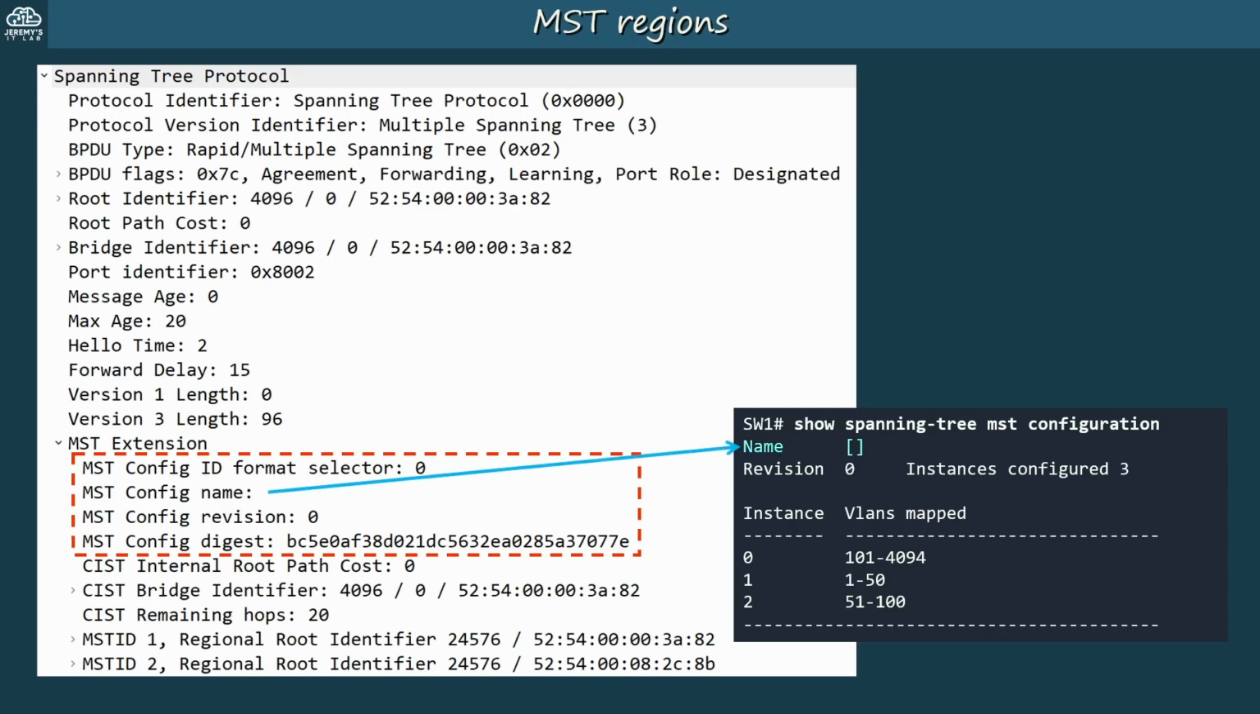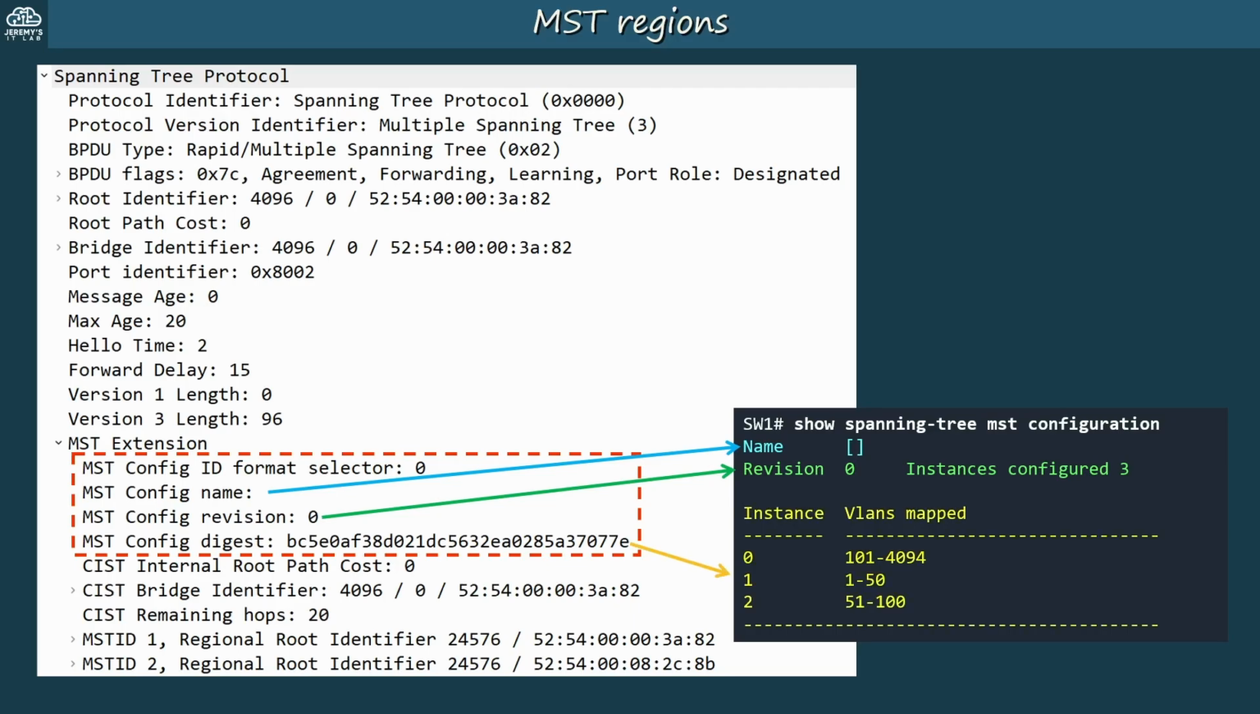The name is blank in this case. As I said, configuring a name is optional. If the name is blank, that blank name is still part of the MCID. And here's the revision number, which is 0 by default. You don't have to configure this, but if you do, you must configure the same number on all switches in the region.